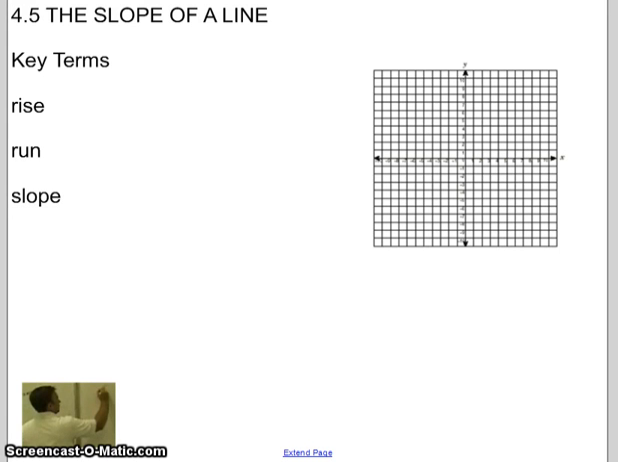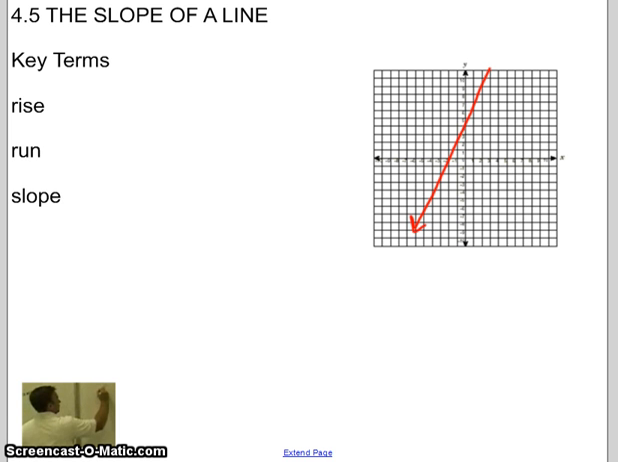We're going to talk about the slope of a line. All right, the slope of a line. So we have different kinds of lines. We graphed lines using the x and y intercept in the previous section. So we're going to talk about lines and what slope means.